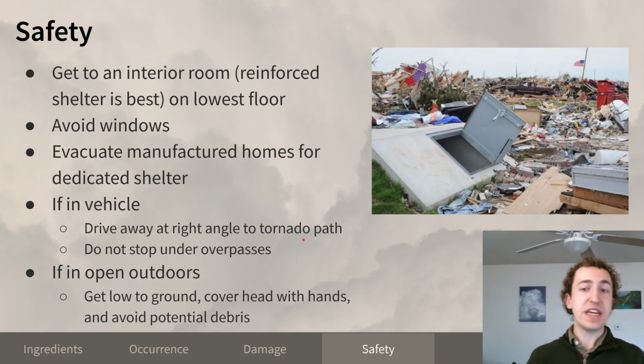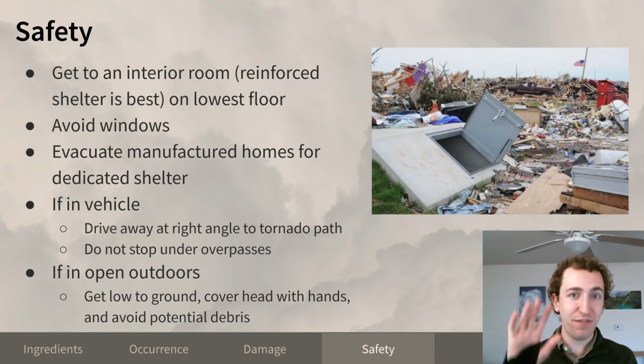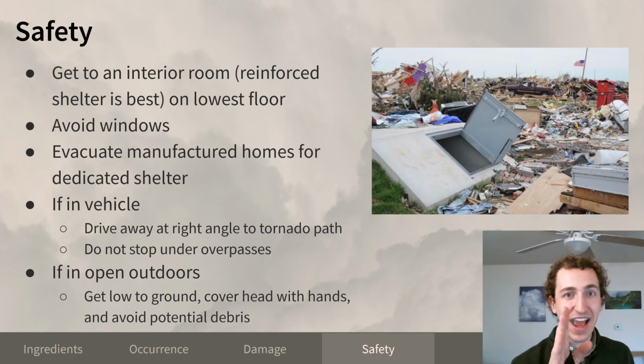If you're in a vehicle, key things: drive away from the tornado if possible at a right angle to the tornado path. Because the big thing with the tornado is if you can see a tornado and it's not going left or right, that means it's coming at you. So go to right angles from where the tornado is moving.